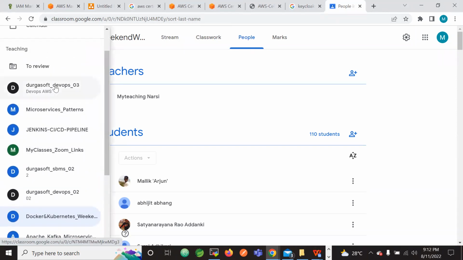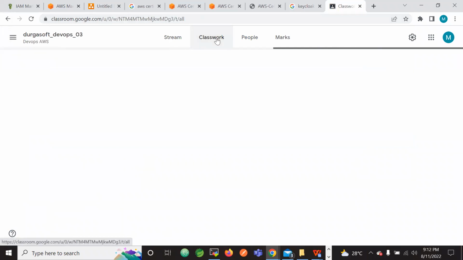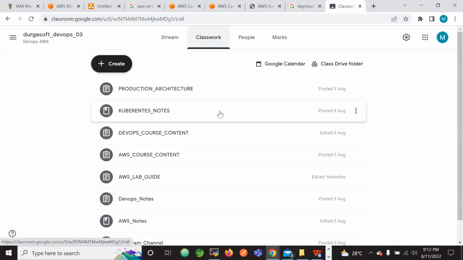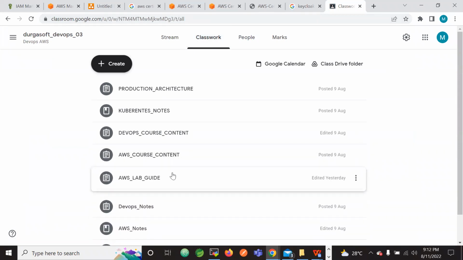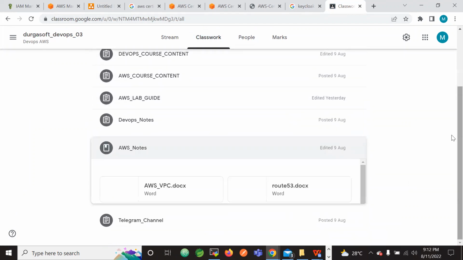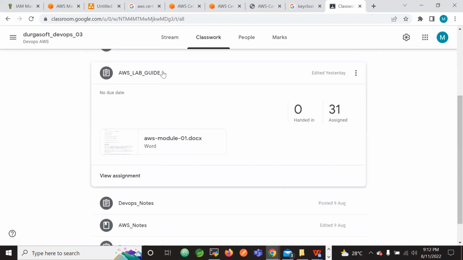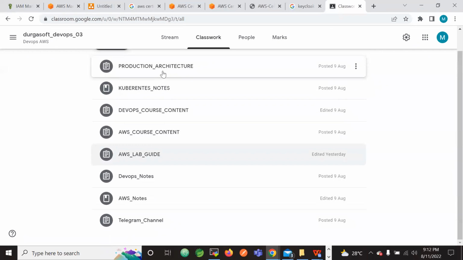Just let me open this, as a sample. If you can see here, AWS lab guide. So here is the AWS lab guide, and here are the AWS notes. These notes are theoretical concepts. The lab guide is a practical demonstration. Okay, both we can download, right? Yes, both we can.